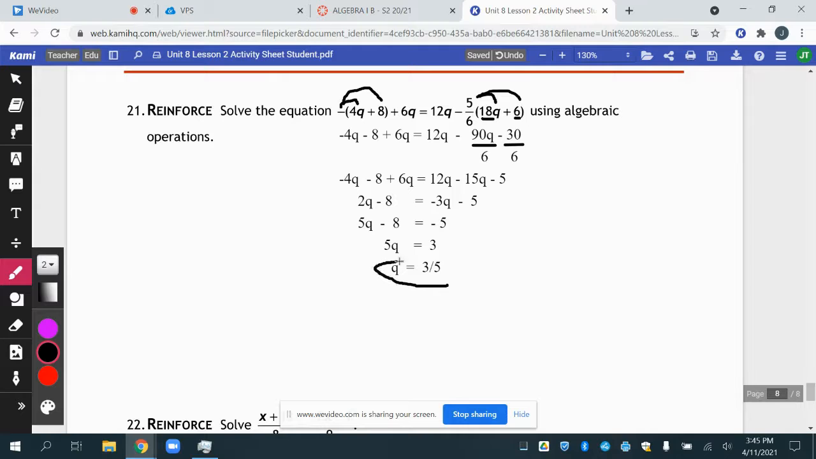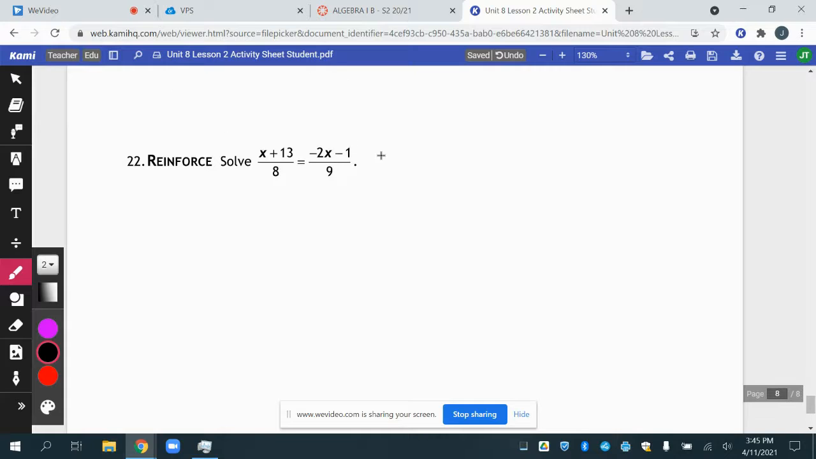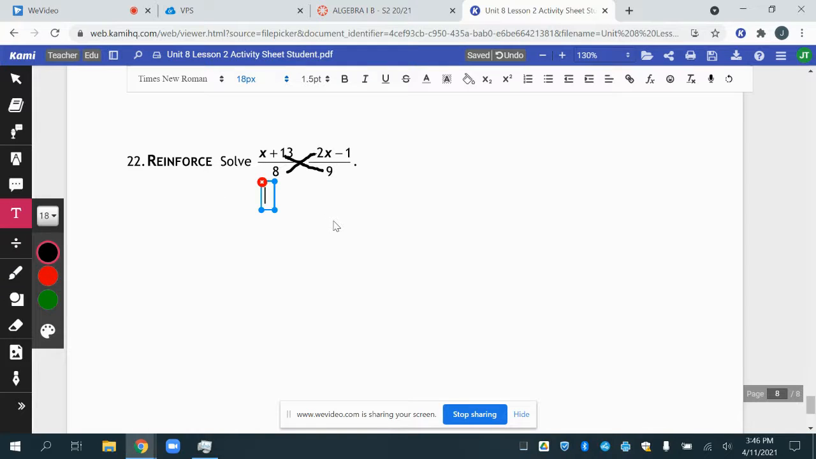Notice I can show every step of the way what happened. You can check my work to see if I made a mistake, and I can prove that the answer is mine. So last one, remember we can cross multiply when we have fractions that are equal, so I'm going to cross multiply. It's going to look like this.